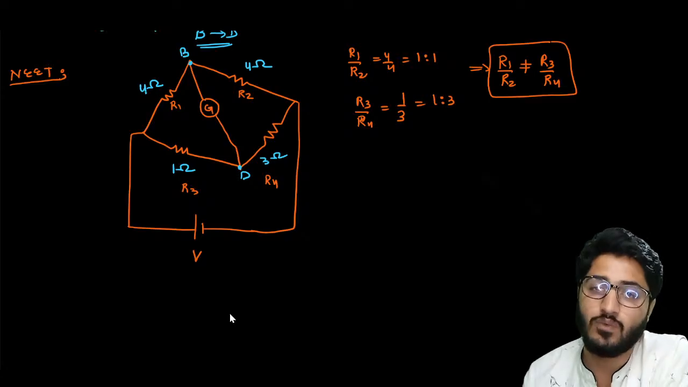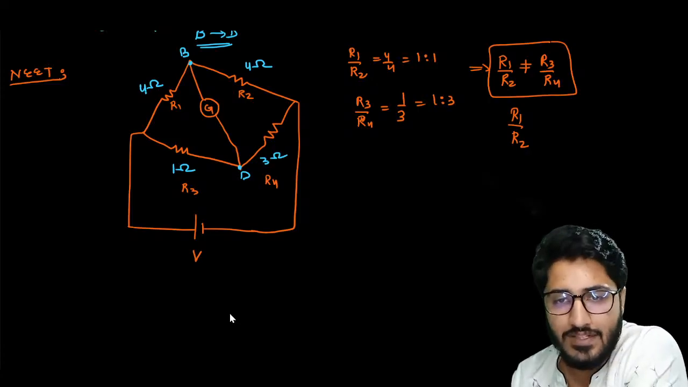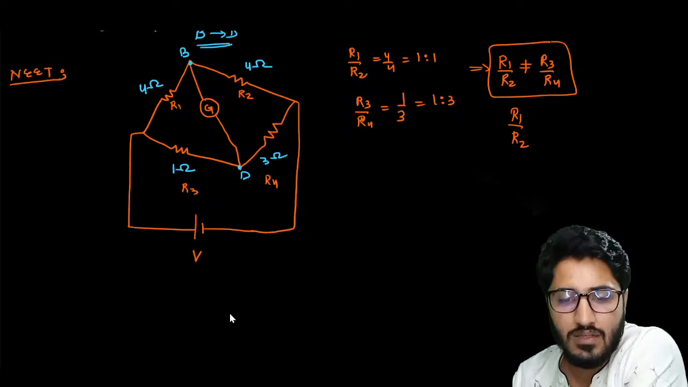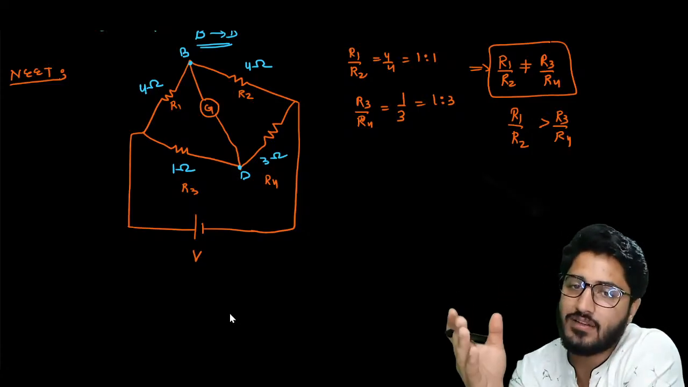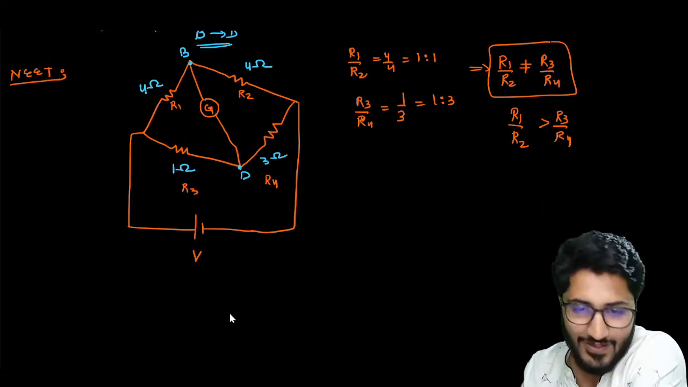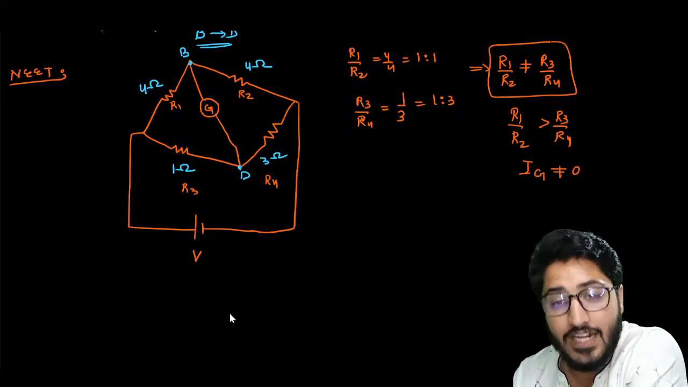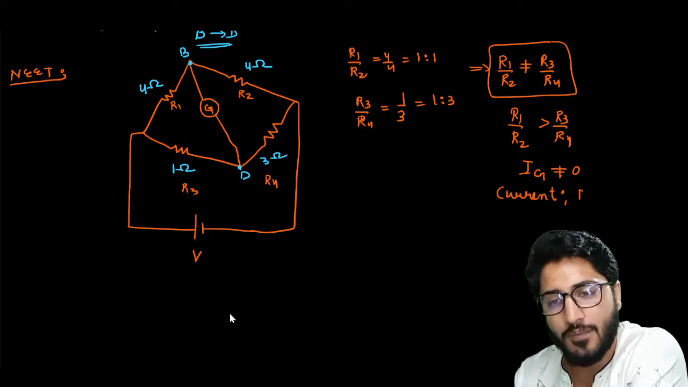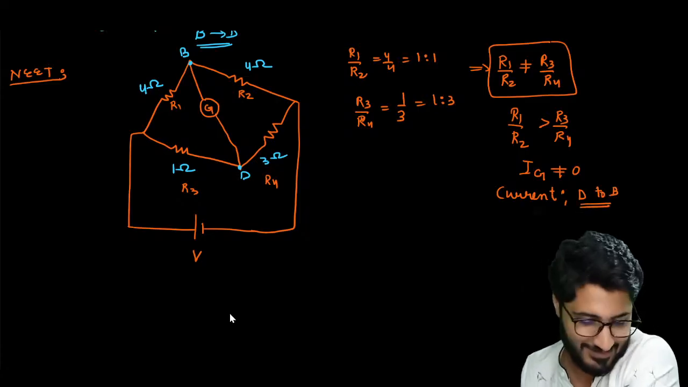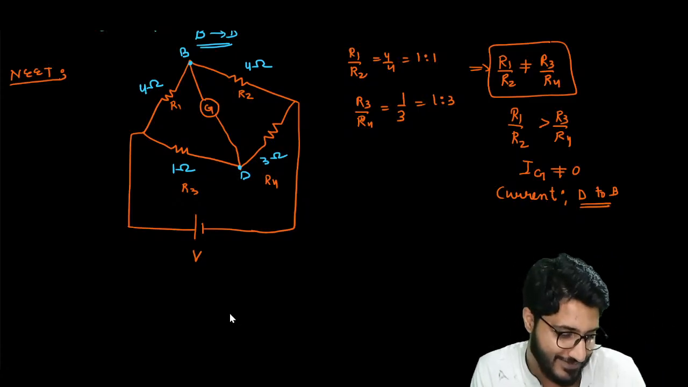One more thing: is R1 by R2 more than R3 by R4? Yes, 1 is more than 0.33. Therefore, the current through this galvanometer is not equal to 0. And the current will flow from where to where? The current will flow from D to B. Yes, you are correct. Perfect.